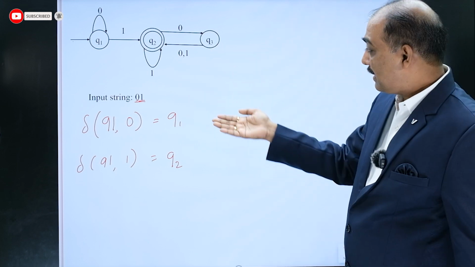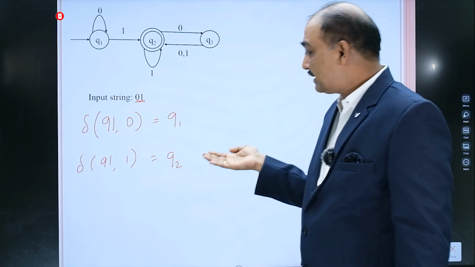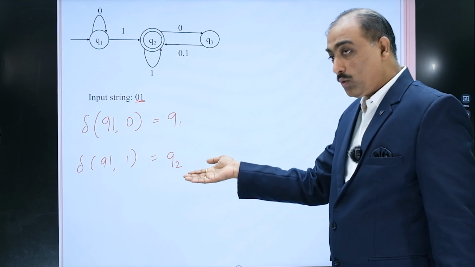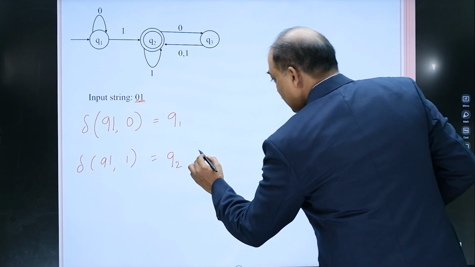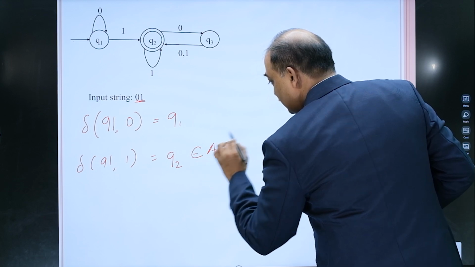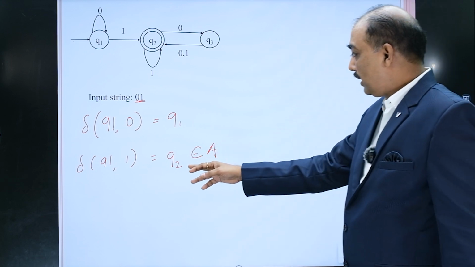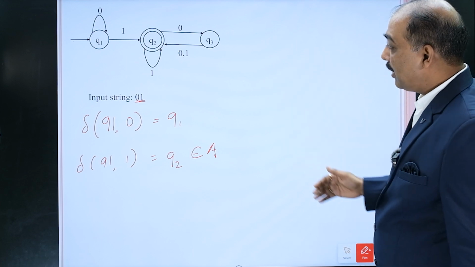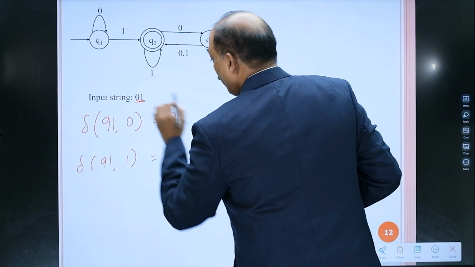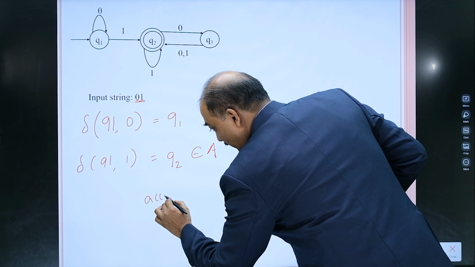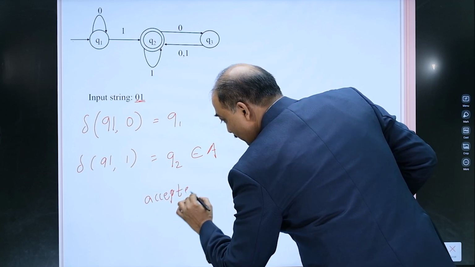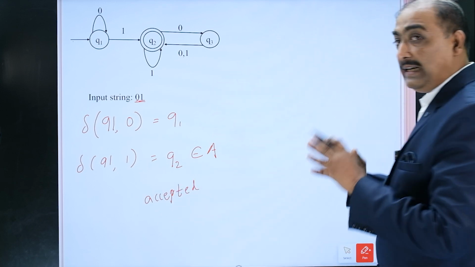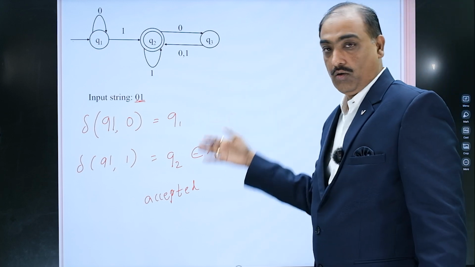Once I'm done with the string, I will check in which state I am. I'm in state Q2, and Q2 is an accepting state, yes. Q2 is an accepting state, so I can say that whatever string was given to me, 0, 1, this string is accepted. So this finite automata will tell me whether a string is accepted or not.